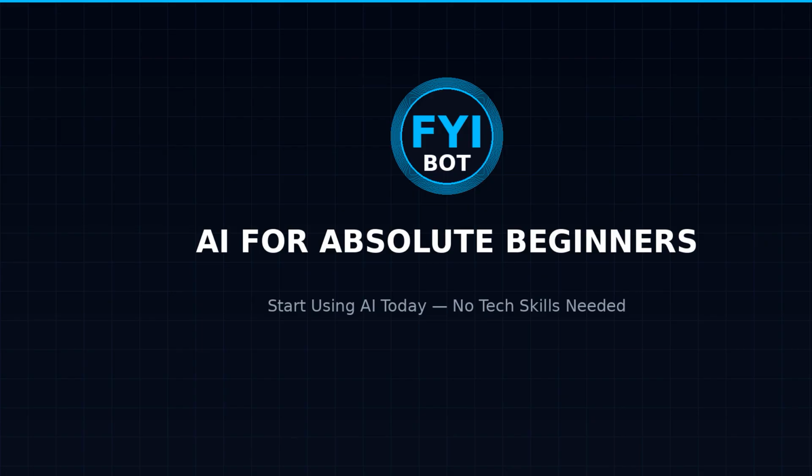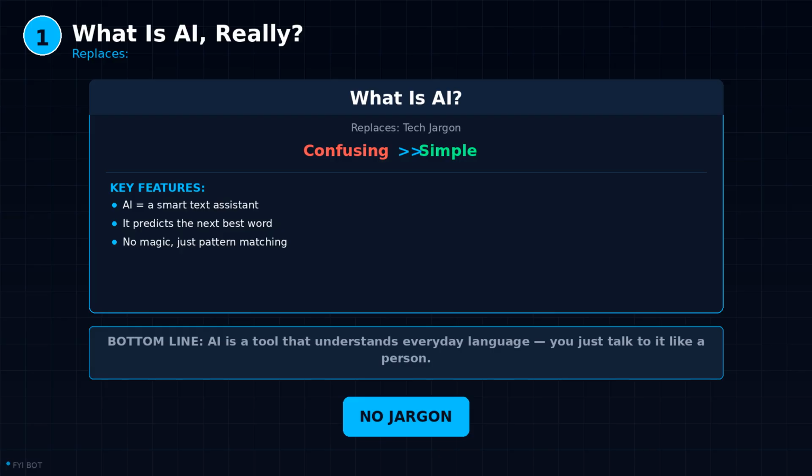Let's start with the most important question. What is AI really? Let's clear up the biggest misconception right away. When people say AI, they're usually talking about something called a large language model. But forget that term, here's what it actually means in plain English. Imagine you had a friend who had read millions of books, articles, and websites, and who could answer questions, write things, and help you think through problems. That friend is AI.